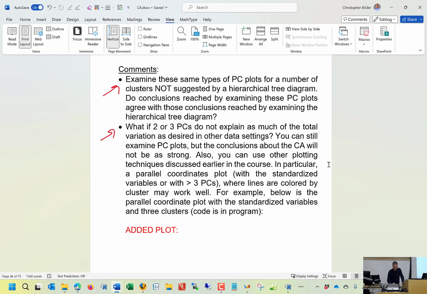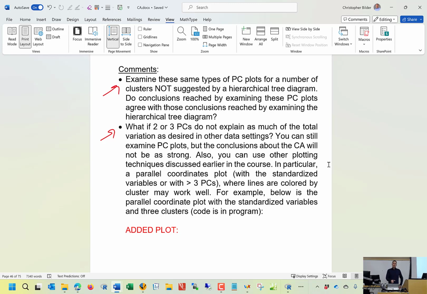Now, what if 2 or 3 principal components do not explain as much total variation as desired in these settings? Maybe it only explains, let's say, 50% of the variation. Can you still look at these 2-dimensional, these 3-dimensional plots? Yes. But just realize that you could be missing out on important information. So I would still look at these plots.